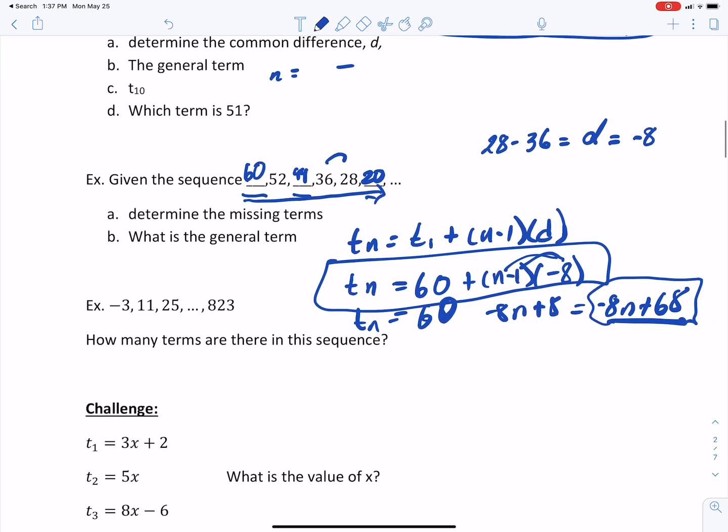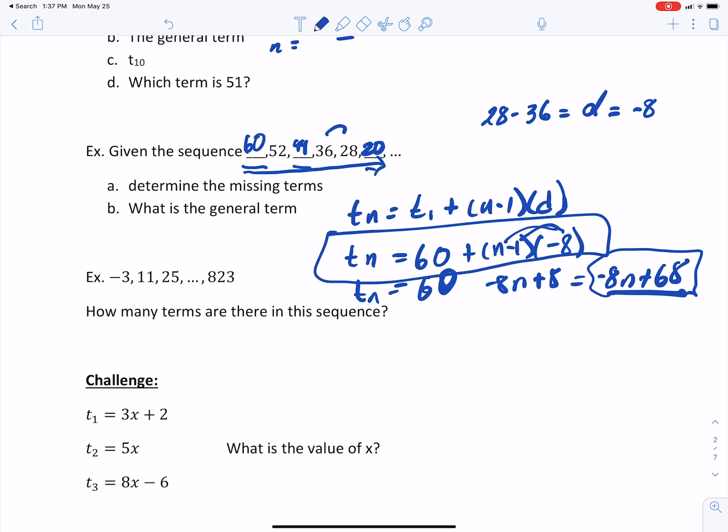Okay, and now here, how many terms are there in this sequence? So if this is my last term, I want to know how many are in here. So first thing I'm going to do is take two terms and subtract them. So term 3 minus term 2, 25 minus 11 is 14. Now I know the common difference is 14. I can set up my equation. The general term is negative 3, which is term 1, plus n minus 1 times 14.